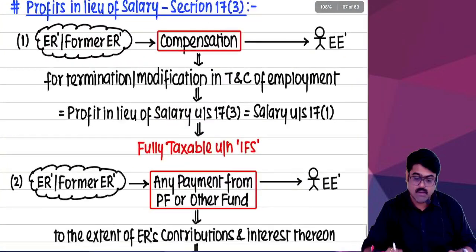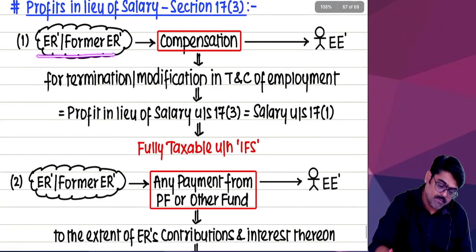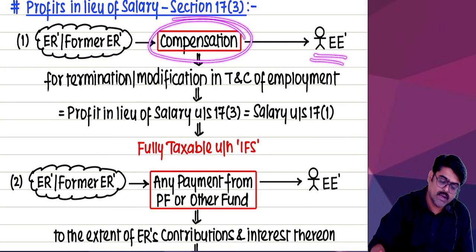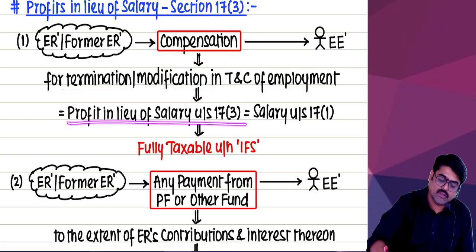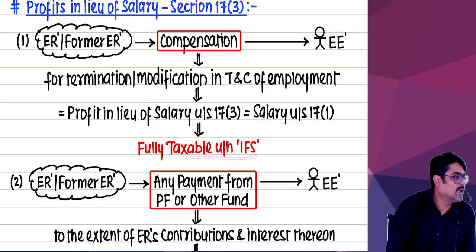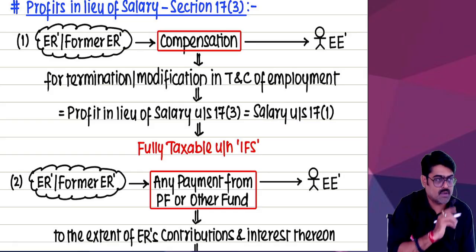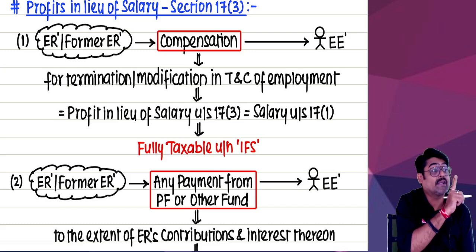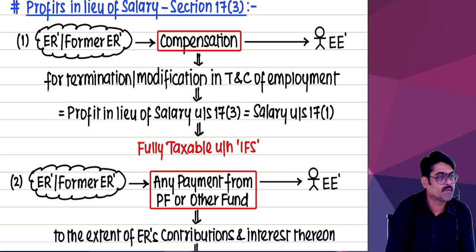Now see, who is this? The employer is giving something for the termination or modification in terms and conditions of employment. This is known as profit in lieu of salary, which is nothing but your salary only. As per 17(1), it will be taxable under the head salary. And believe it or not, I have already explained this entire point while I was discussing retrenchment compensation with you.